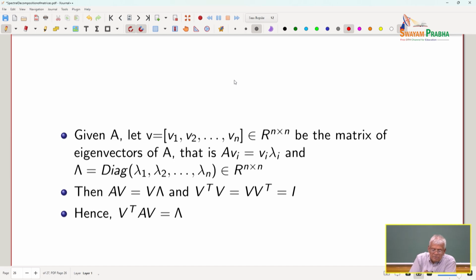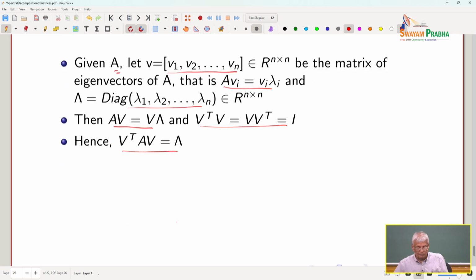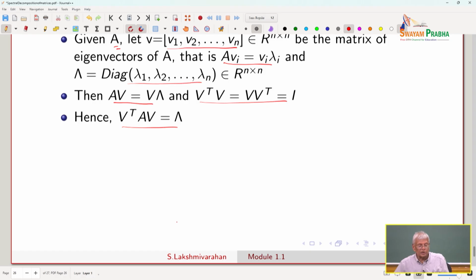Let A be a matrix, let V1, V2, ..., Vn be the set of orthonormal eigenvectors of A. A Vi is equal to Vi lambda i. Lambda is a diagonal matrix. We have verified AV is equal to V lambda, V transpose V, V V transpose is I, and hence V transpose AV is lambda V transpose V, which is lambda. And that is the diagonalizability argument.